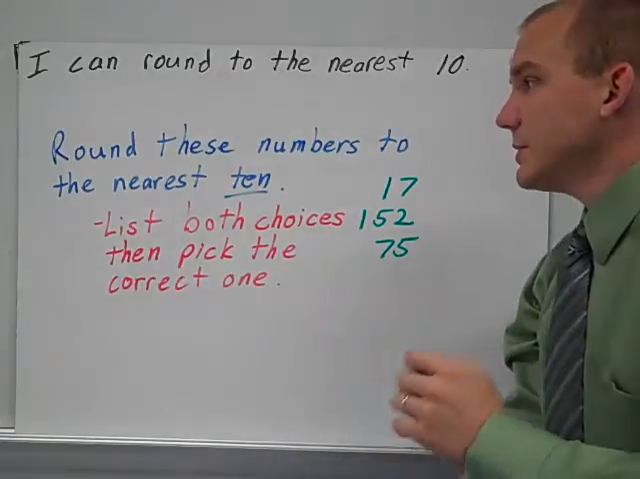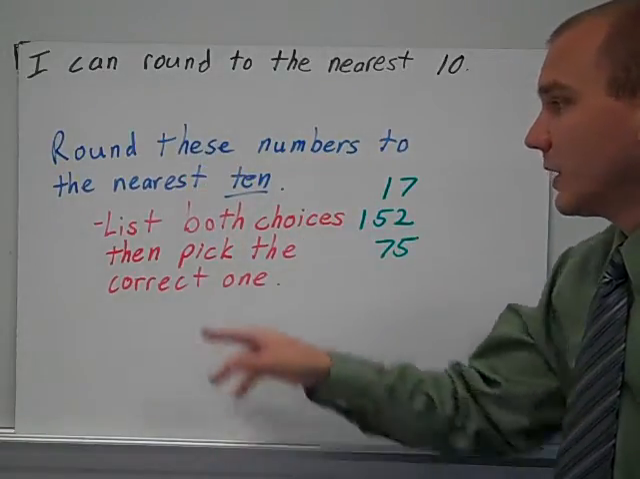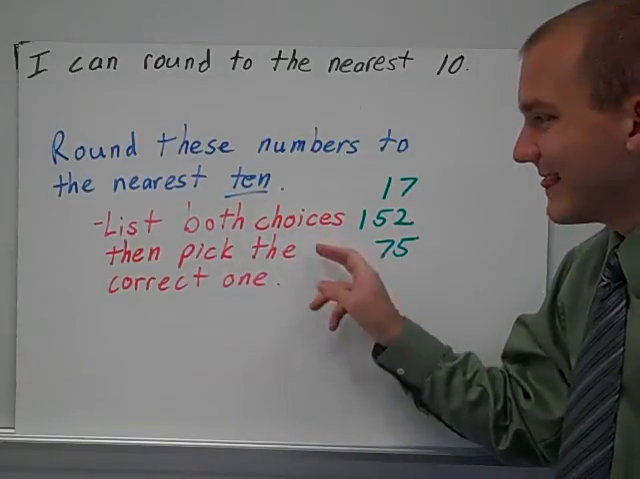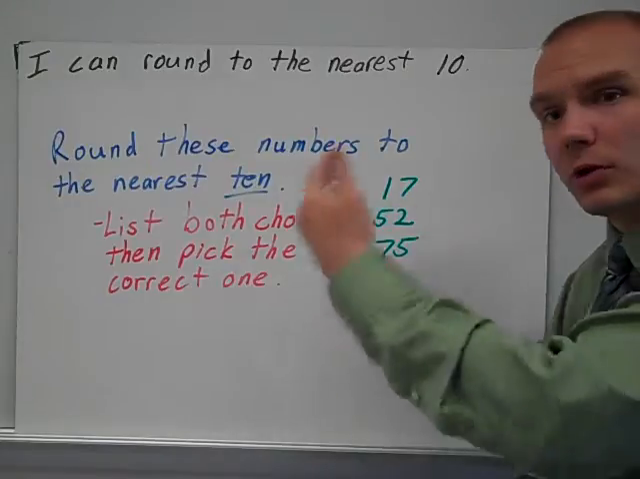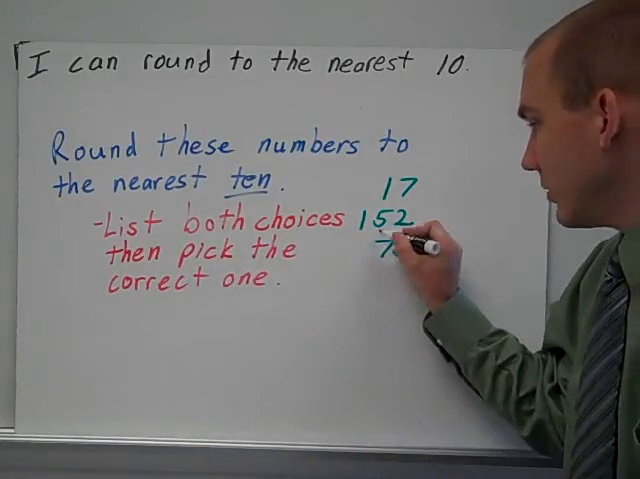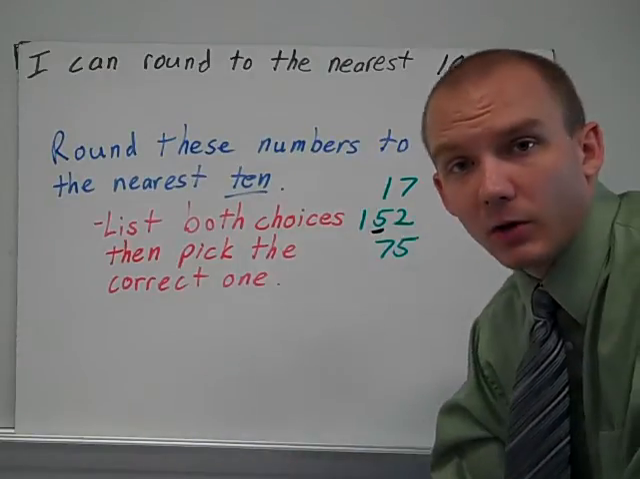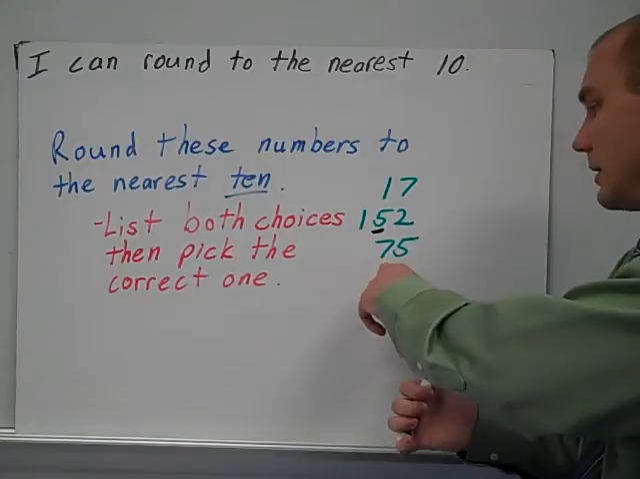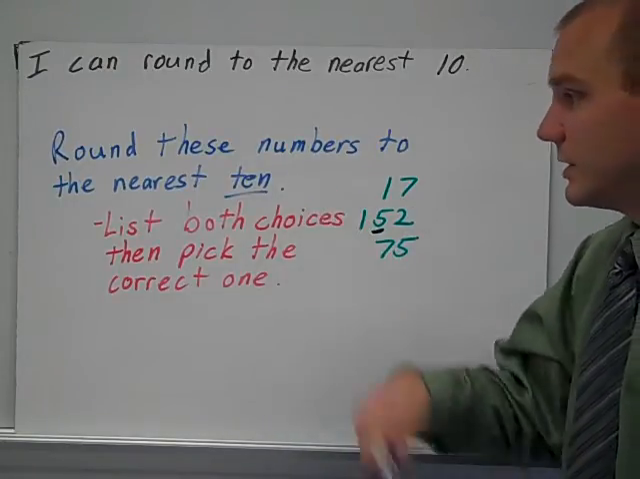I can round to the nearest 10. Round these numbers to the nearest 10. I want you to list both choices, then pick the correct one. So, 17. What would the low choice be and the high choice be? 152. Don't forget you're only looking at the tens. You're not looking at the hundreds. So this 1 is going to kind of tag along with you. And then 75. I want you to round all three of them to the nearest 10.